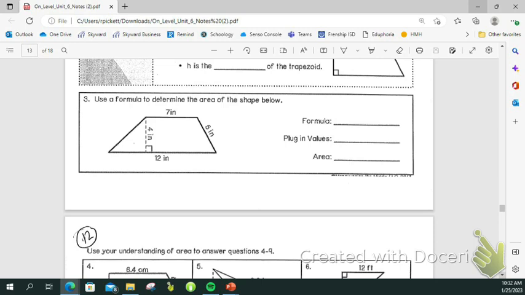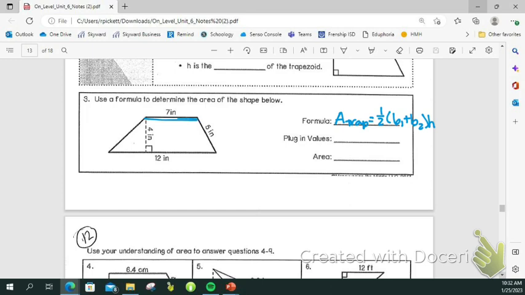We're going to use the formula to determine the area of the shape below. So this is a trapezoid, and let's write the formula. The formula for area of a trapezoid equals 1/2 base 1 plus base 2 times the height. So now we can label where those sides are on the shape.